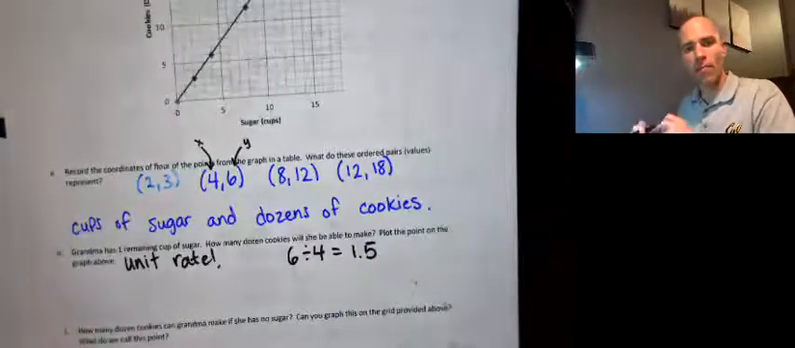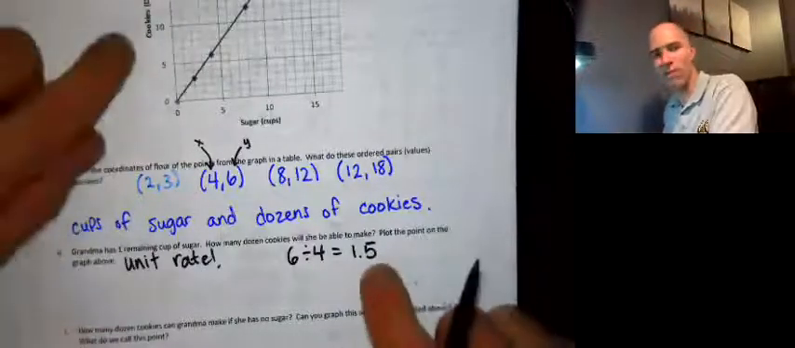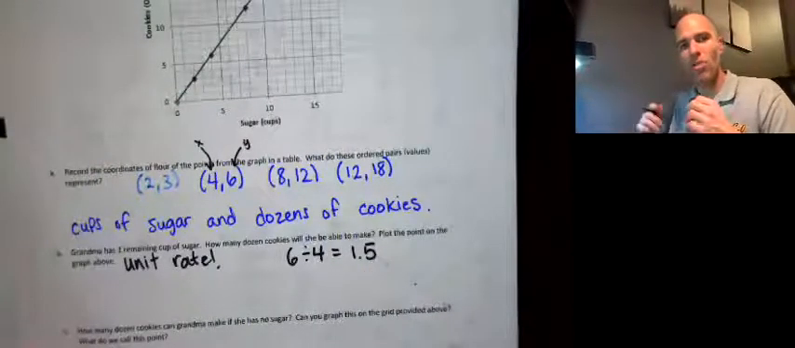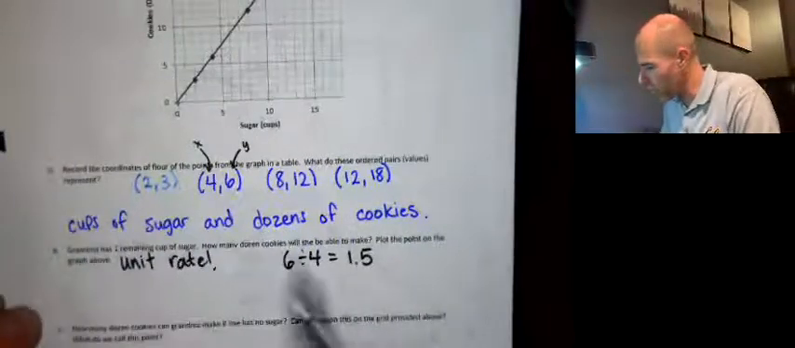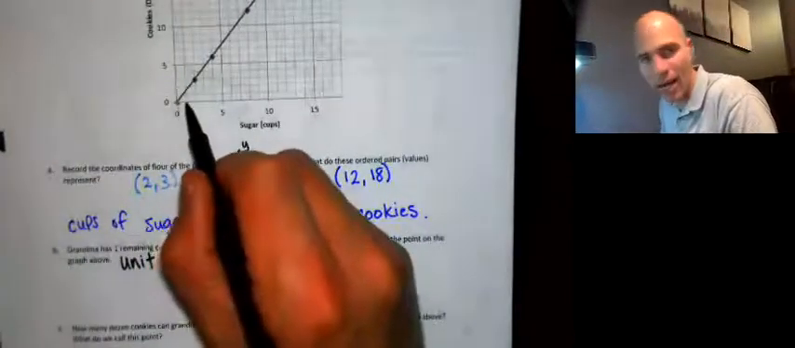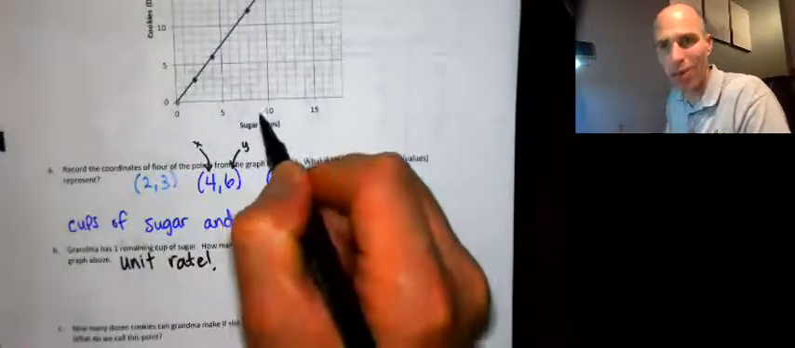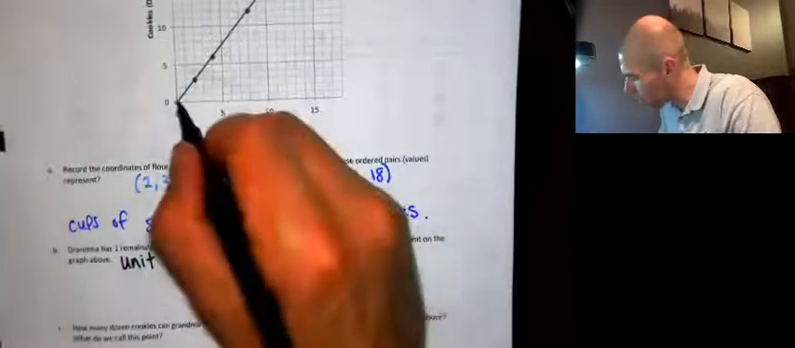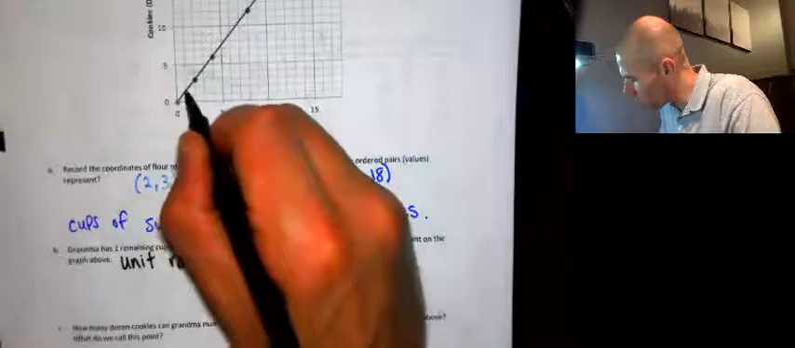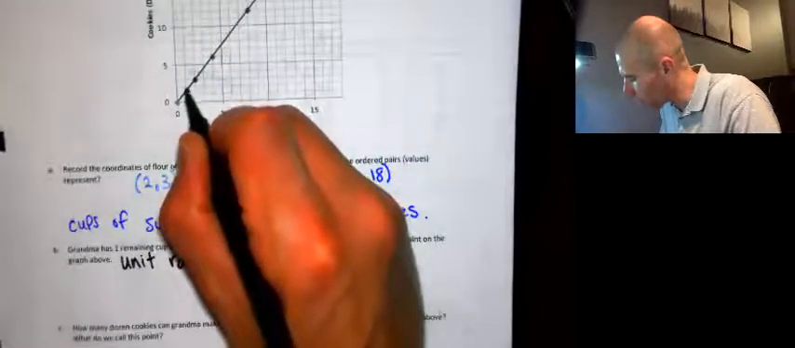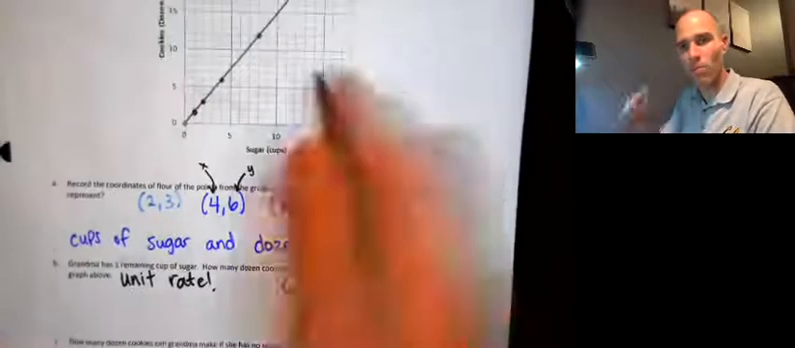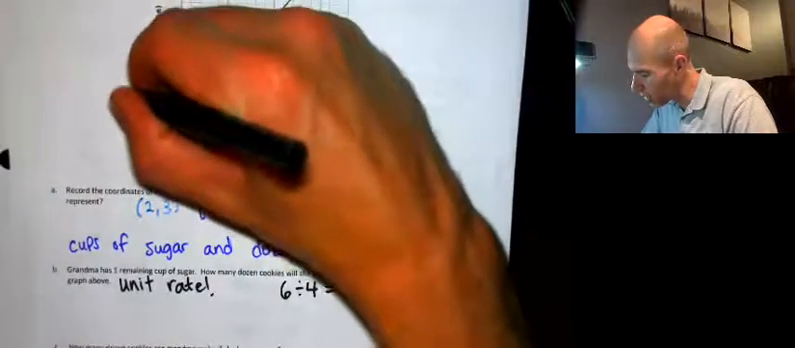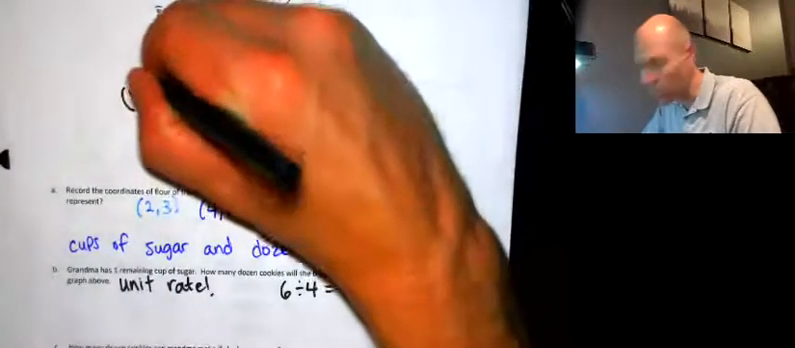And so what this tells us is that she gets 1.5 dozens of cookies for every 1 cup of sugar she uses. And we're supposed to plot this on the graph. So what we do is we go to 1 on the x-axis, or the sugar axis, whatever you want to call it in this case. And then we find 1.5, which would be right between the 1 and the 2. It's going to be right here on the graph. And so specifically, this point is 1, 1.5. That's what this point is.